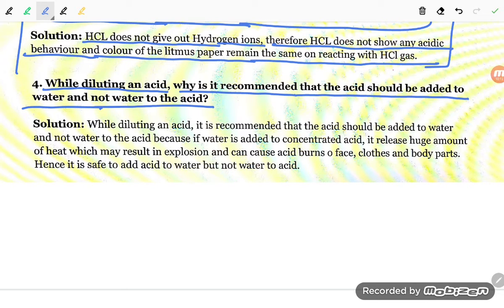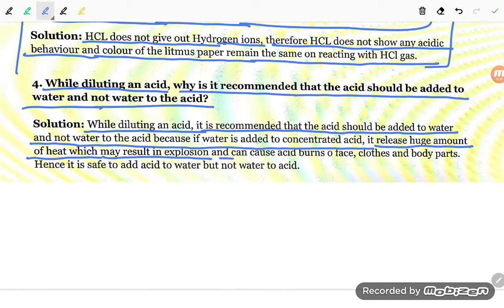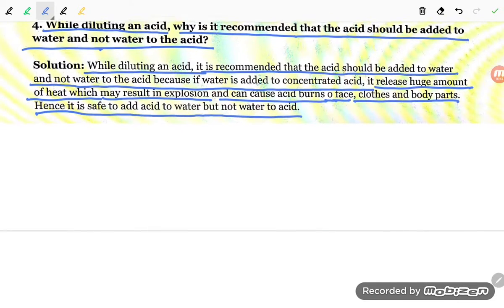Okay, so let us see, student. While diluting an acid, it is recommended that the acid should be added to water and not water to the acid, because when water is added to concentrated acid, it releases a huge amount of heat which may result in an explosion and can cause acid burns on the face, clothes and body parts. Hence it is safe to add acid to water but not water to acid.